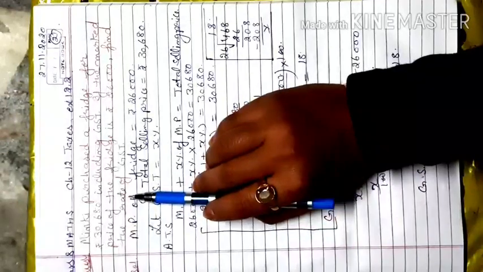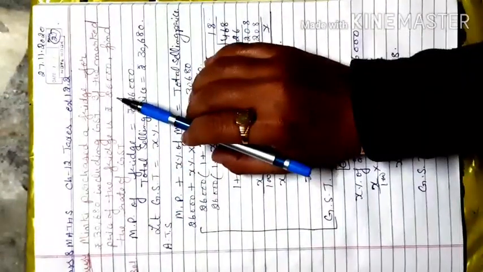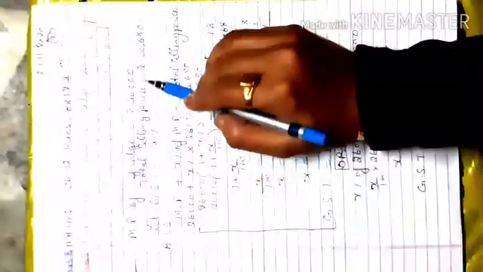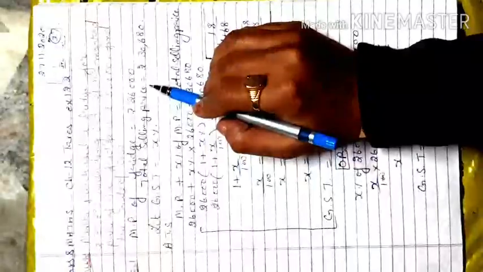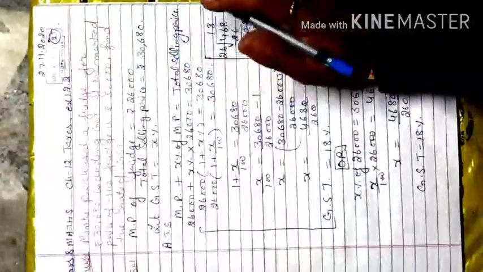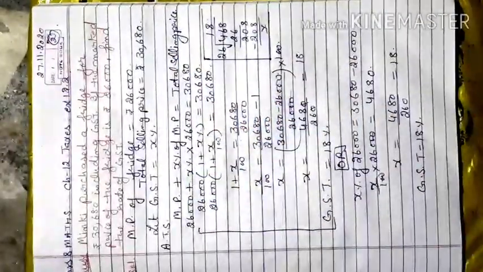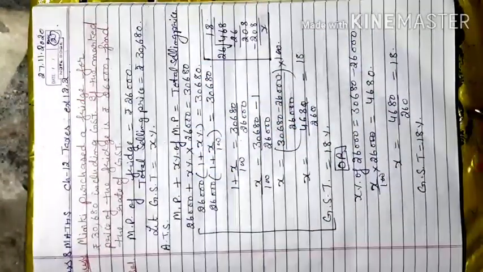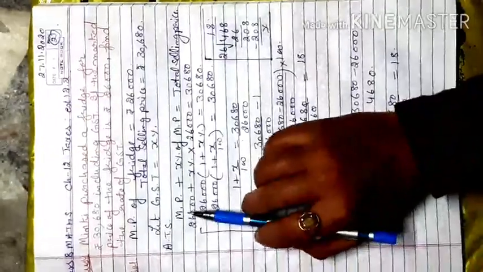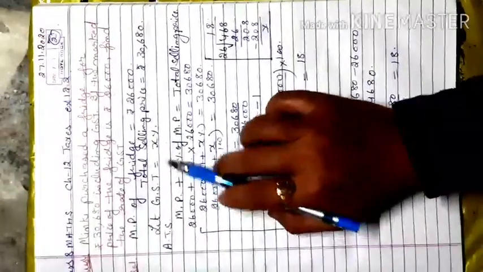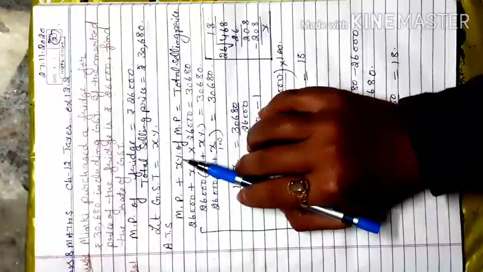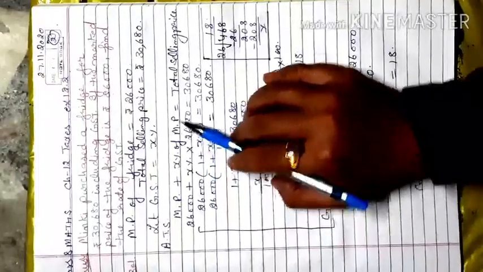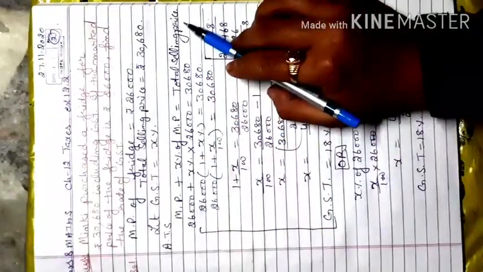In that case, because no profit and no discount, we consider the mark price of the fridge as 26,000, and the total selling price, with GST included, as 30,680. So GST is equal to x percent, which we have to find. According to the statement, mark price plus x percent of mark price is equal to the total selling price.